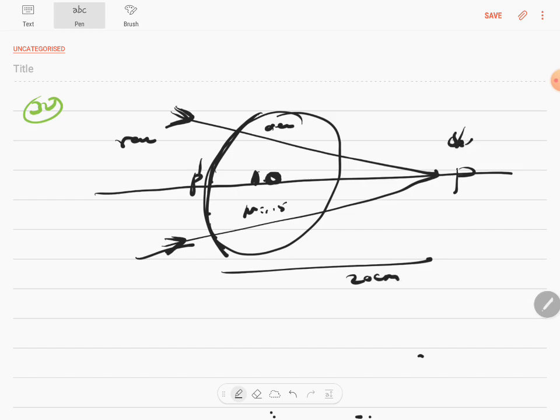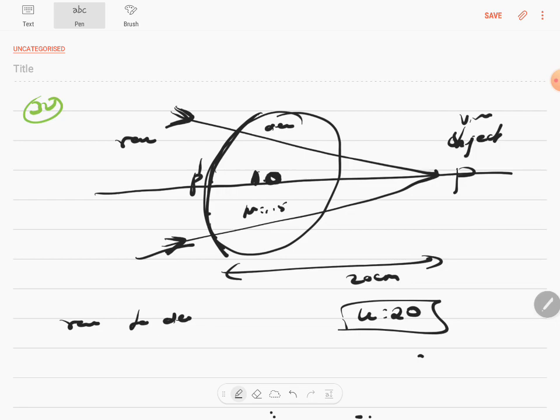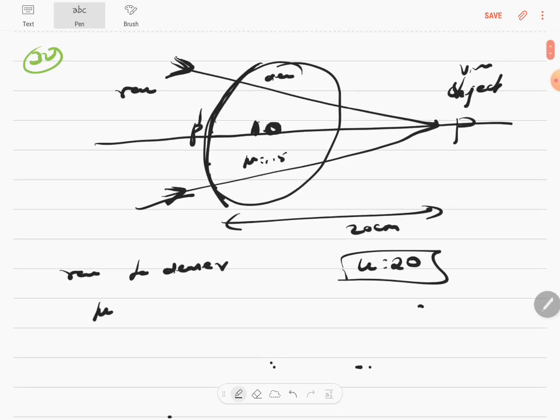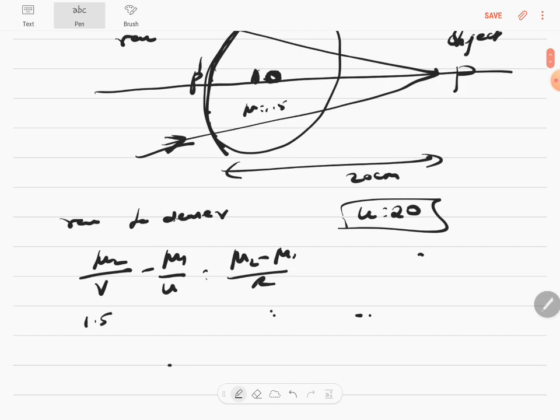The virtual object will be at a distance of 20 centimeter. So U is equal to 20, which is to the right side of the pole, so this is positive. Here the ray is coming from rarer to denser only. So rarer to denser is mu2 by V minus mu1 by U is equal to mu2 minus mu1 by R. So mu2 is 1.5 by V, which you don't know, minus mu1 is 1 by U, which is 20 and positive, is equal to mu2 minus mu1 by R, which is just 5. With this let's find out what V is.